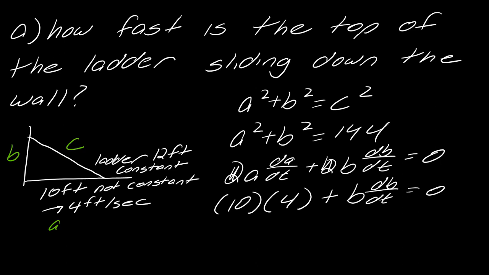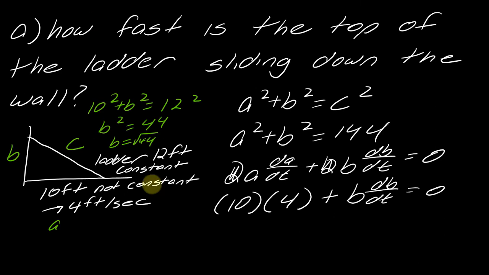Well, the question is, can I figure out what this B side is? So I know that this is 12, this side is 10 at this moment, so can I figure out what this side is? Yes, I can. I have to just go back to the Pythagorean theorem. So if I have 10 squared plus B squared equals 12 squared, what I end up getting is that B squared is going to be equal to 44. So B is equal to the square root of 44. So there's my B if I actually solve for it.